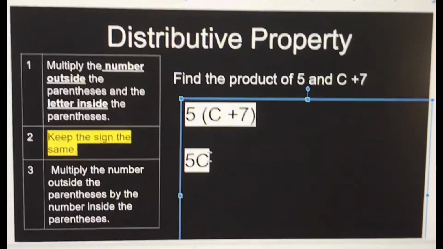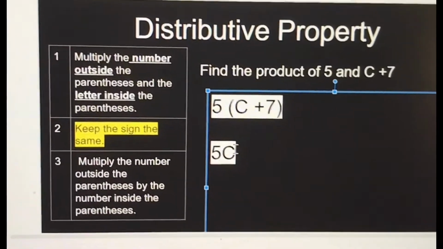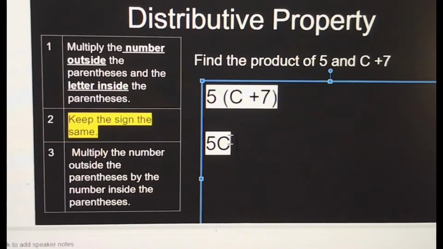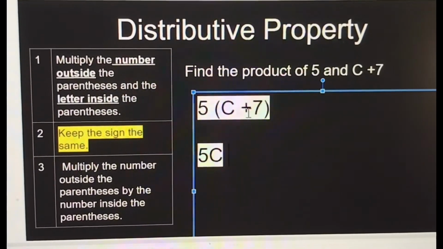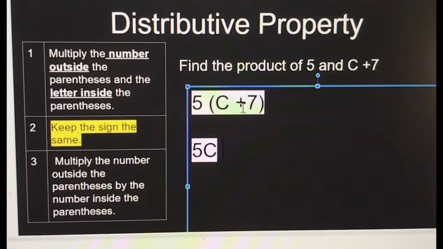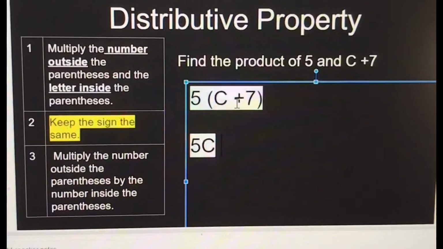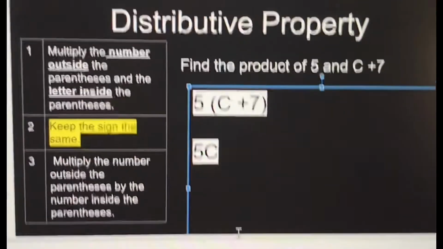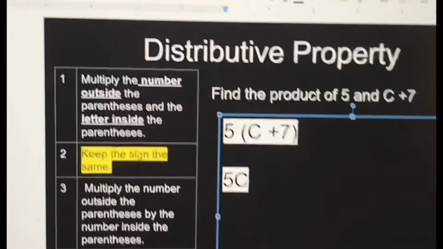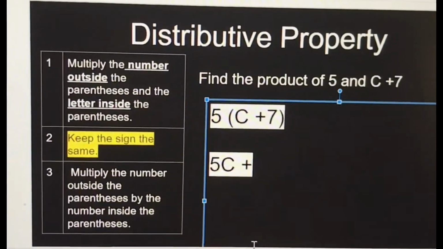So step 2, keep the sign the same. Whatever the sign is inside the parentheses, we're going to keep it the same. 5 times c plus 7. So since the sign within the parentheses for this problem is a plus sign, we're going to keep that the same. We're going to add a plus sign down here.